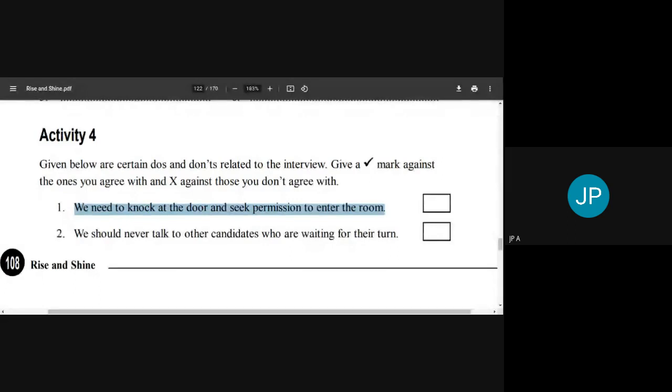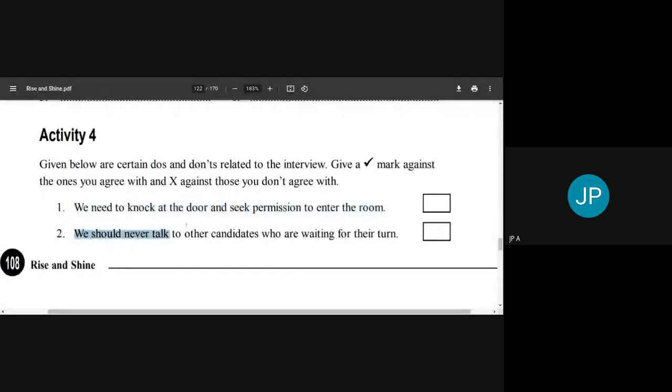We should seek permission. It is not our home that we can just walk in. It is an interview room. Yes, it is an interview room. It is a very sacred place for the candidate, like a church or a mosque or a temple is a sacred place for the believer. The interview room is a very sacred place where we have to beg permission, ask permission, before we enter the room. So we will put a tick mark there.